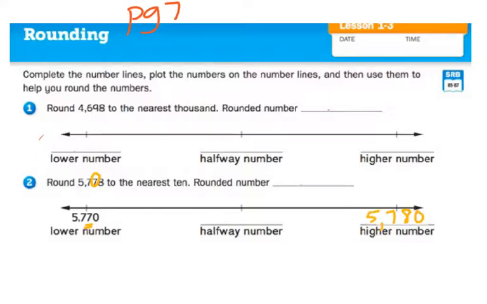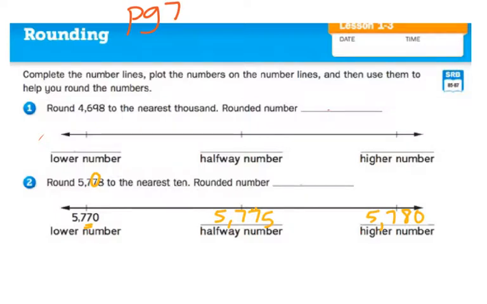5,780. So halfway we're going to put in would be 5,775. And what's halfway between 770 and 780? 775. Now what we're going to do is we're going to go ahead and put where that number would be on the number line. Go ahead and do that. Remember, you might need to pause the video as needed.